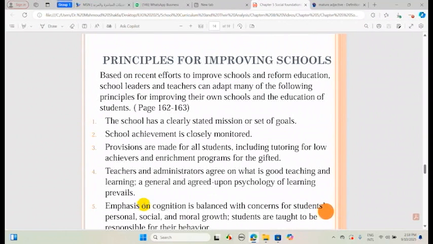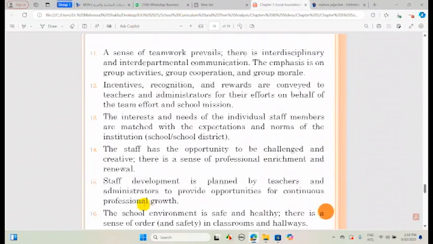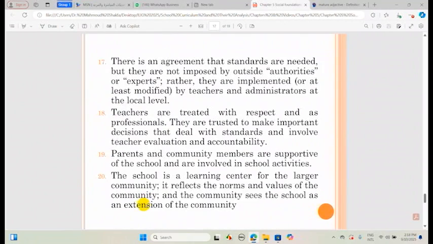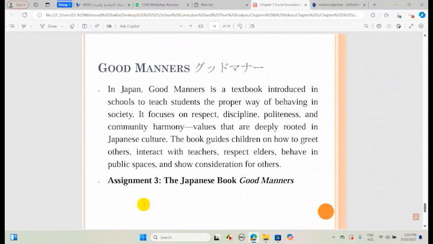Here we have principles for improving schools. You can look at this here, on pages 162 to 163. You can have a look at them. I'm just going to read the first two. The school has a clearly stated mission or set of goals. School achievement is closely monitored. So we have here 20 points on how to improve schooling.